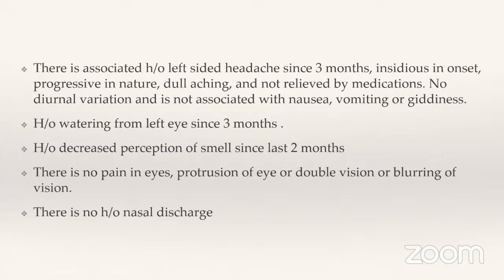There is associated history of left-sided headache since 3 months, insidious in onset, progressive, dull aching, not relieved by medications. There is no diurnal variation and it is not associated with nausea, vomiting, or giddiness. There is also history of watering from the left eye since 3 months, and decreased perception of smell for the last 2 months. There is no pain in the eyes, protrusion of the eye, double vision, or blurring of vision. There is no history of nasal discharge.